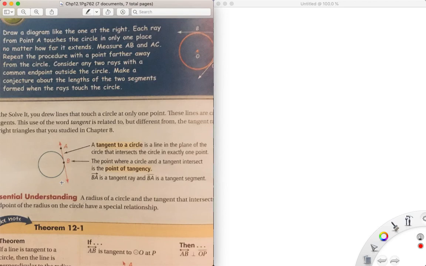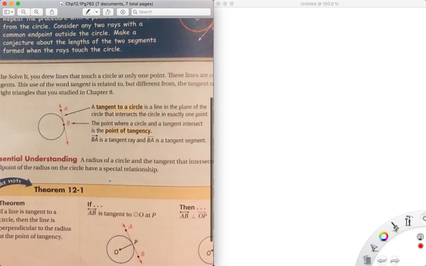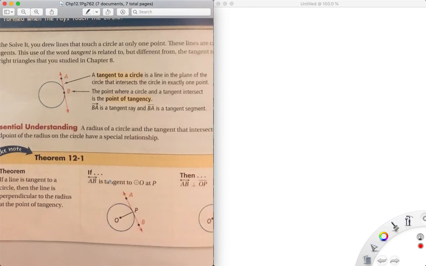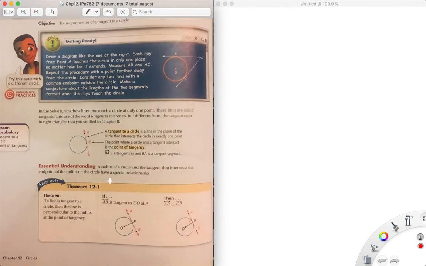Again, a tangent is a line that intersects a circle at only one point on the circle. It could be a line, and it could also be a line segment, which leads to our first theorem. By the way, you won't be given any proofs for this exam. I'm not giving any proofs.